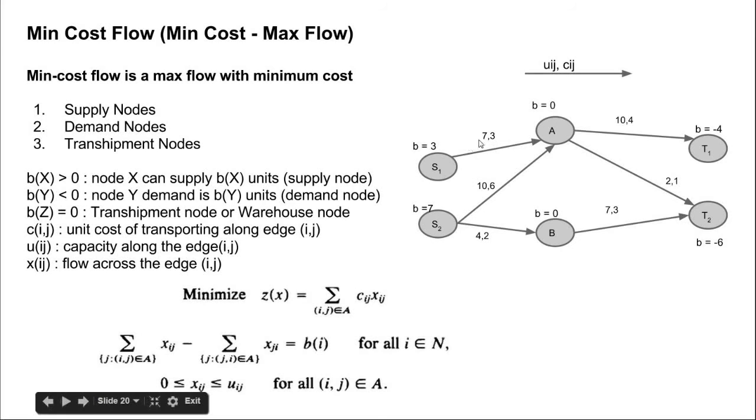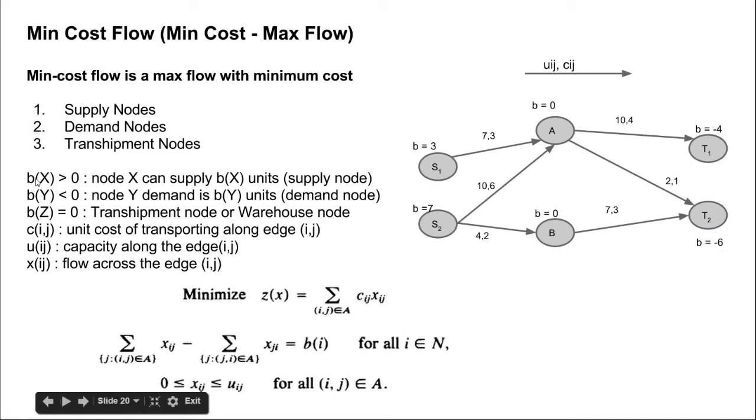Apart from the edge labels, we have other labels like b equal to 3 for each vertex. Here b equal to 3 means that S1 can supply 3 units of a particular good. S2, b equal to 7, means S2 can supply 7 units. T1 has a demand for 4 units; this negative sign is just a convention. T2 has a demand for 6 units.